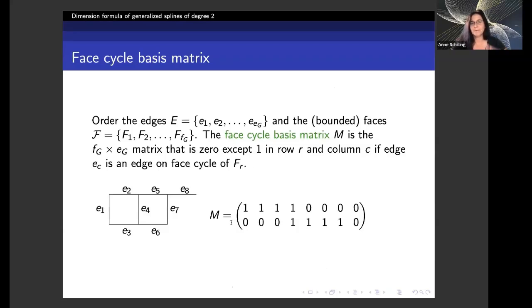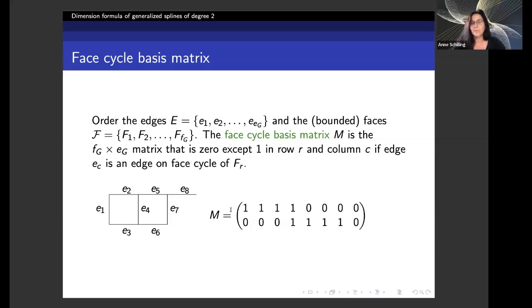Okay, so if we do that, we can associate a matrix to such a graph in the following way. I'm going to order my edges in a certain way, E1, E2 up to E, the number of edges, in this case 8. I just need a certain ordering to actually write down a matrix. And then I'm also going to order the bounded faces. In this case, we have two bounded faces, the one bounded by E1, E2, E3, E4, and the one bounded by E4, E5, E6, E7.